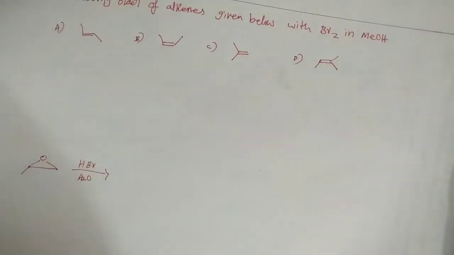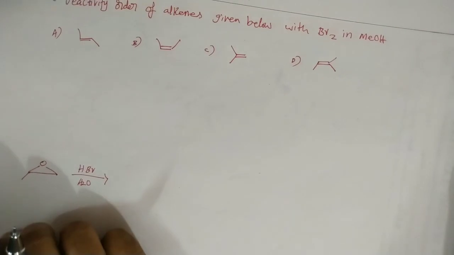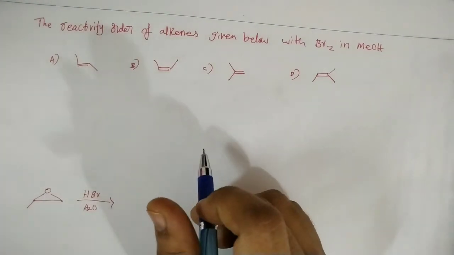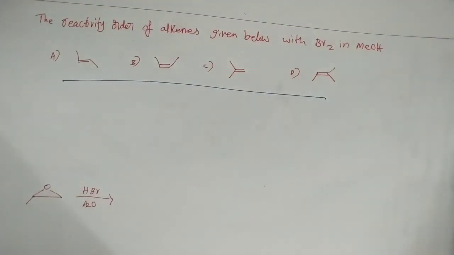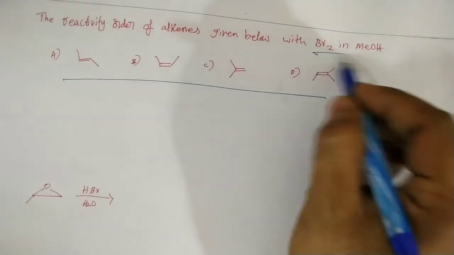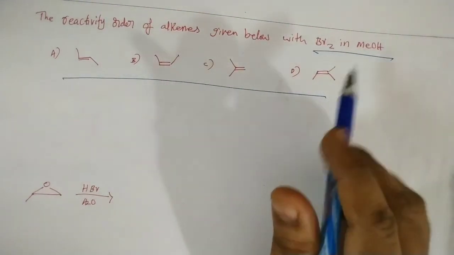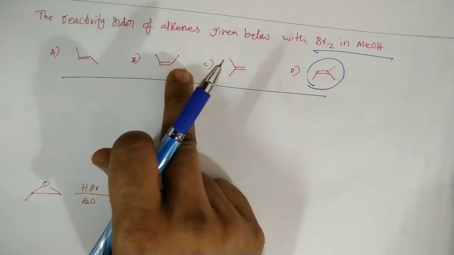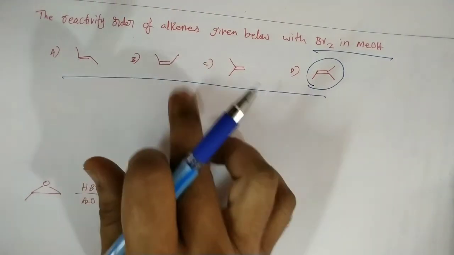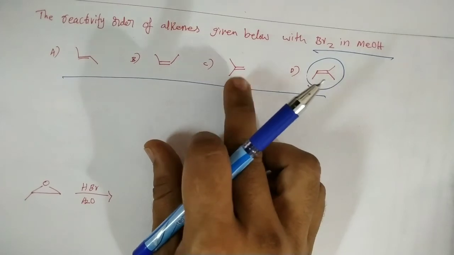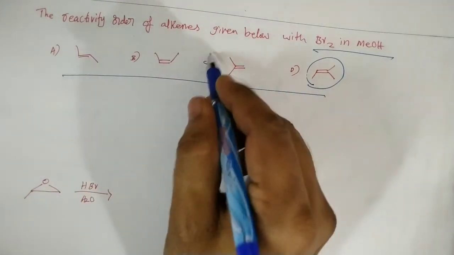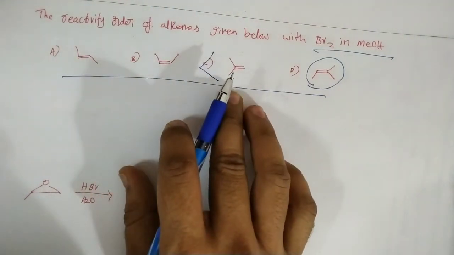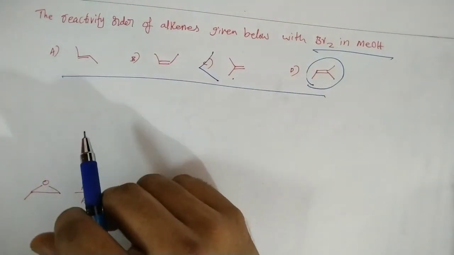And next, one more question: the reactivity order of the alkenes given below with Br2 in methyl alcohol. Actually, there is a slightly different reactivity order for bromine in methyl alcohol. More substituted alkene is more reactive in this addition reaction. So D is most reactive, and now 1,2 substituted, and 1,1 substituted. So 2-butene in this case, and 2-methyl propene. Between these two, this compound is more reactive. Based on the experimental reactivity order, this is more reactive towards the electrophile than this compound.